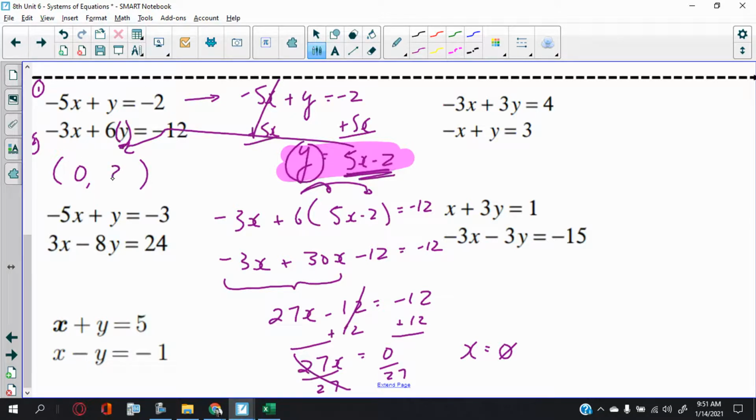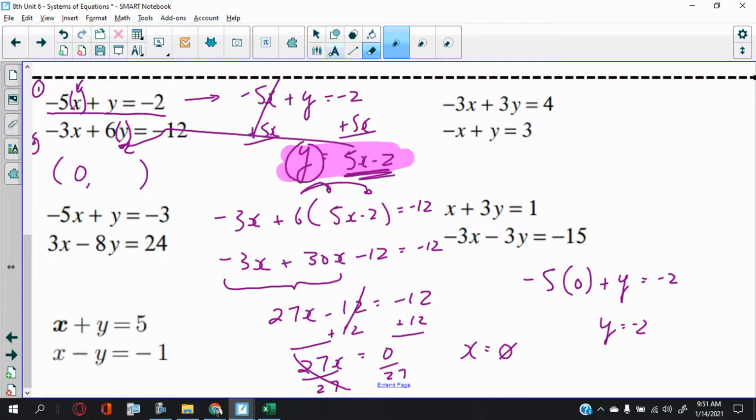The question is, what about the y value? Here we can just substitute. I'm going to pick the easy one, this equation. So we have negative 5 times, right, where x used to be, now put a 0 in there. So negative 5 times 0 plus y equals negative 2. Negative 5 times 0 is 0. y equals negative 2.